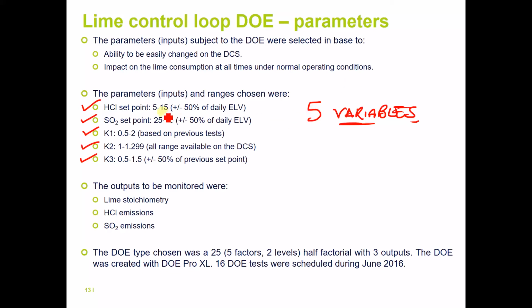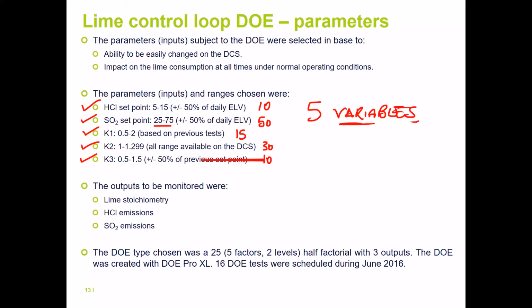We're going to go, the HCl set point is going to go from 5 to 15. So there are 10 settings there. The SO2 set point is going to go from 25 to 75. There are 50 choices there. The K1 is going to go from 0.5 to 2. So what's that? That's 15 different places we could set this thing. Then we're going to go from 1 to 1.299. So how many settings would that be? It's approximately 30 places we could set that. And finally, there are 10 places at the end.